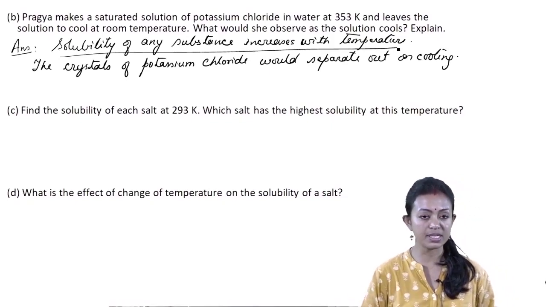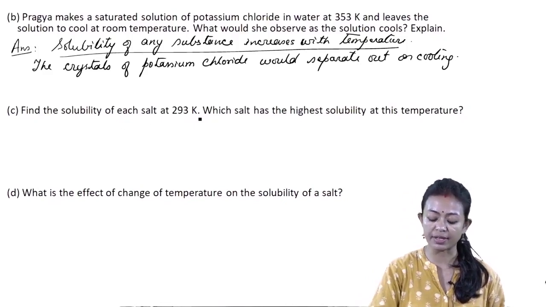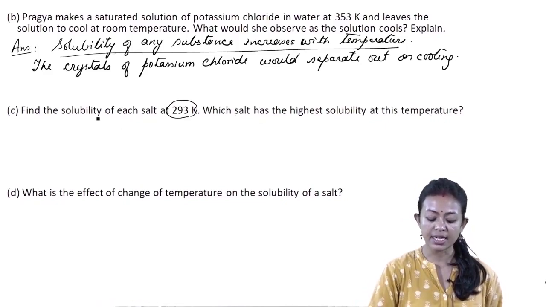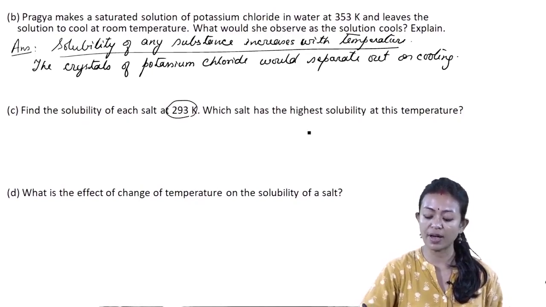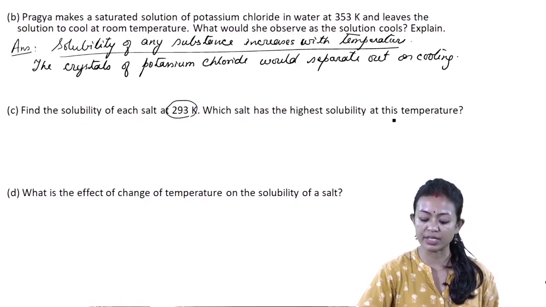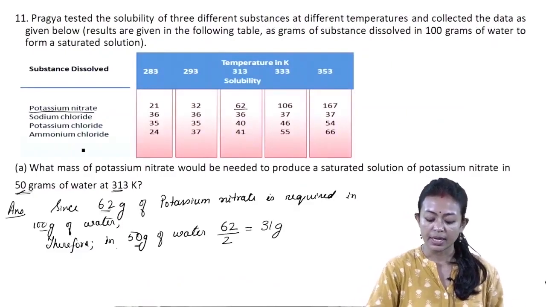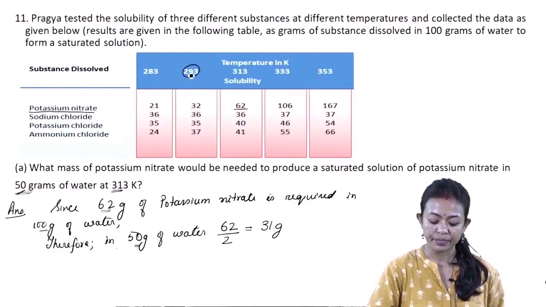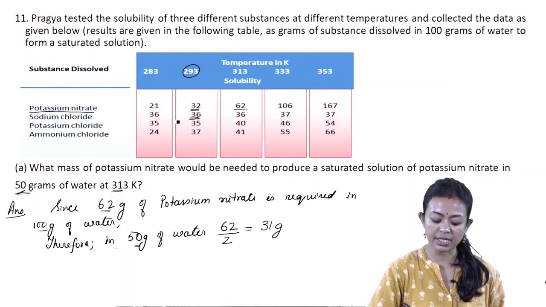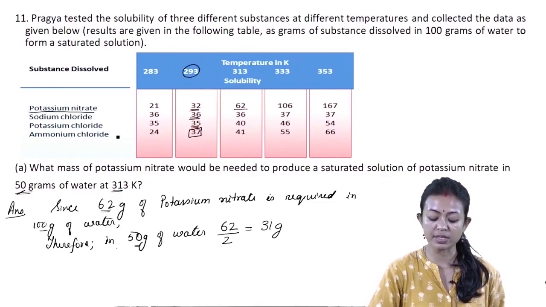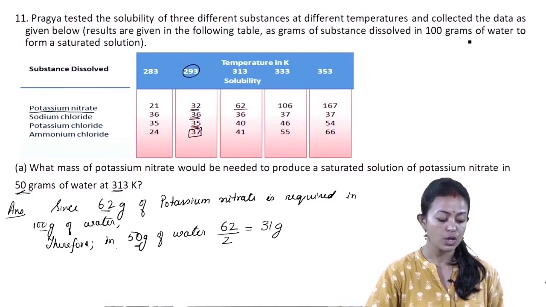Alright, next let us see number C. Find the solubility of each salt at 293 Kelvin. Which salt has the highest solubility at this temperature? So here it is at 293 Kelvin. They are saying find the solubility of each salt at 293 Kelvin, and you have to say which salt has the highest solubility at this temperature. So let us look into the table. So at 293 Kelvin, you would see that potassium nitrate takes 32 grams, sodium chloride 36 grams. At the same temperature, potassium chloride requires 35 and ammonium chloride 37. That means among these four, 37 gram of ammonium chloride is required to make a saturated solution in 100 grams of water.